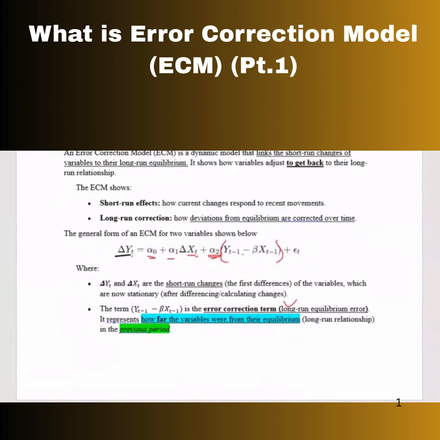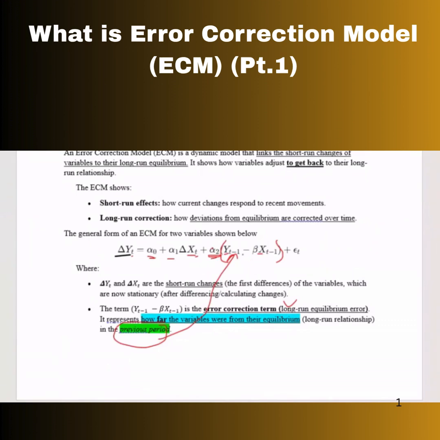So the term y t minus 1 minus beta x t minus 1 is the error correction term, or what you're calling the long-run equilibrium error. So it represents how far the variables were from each other, or how far the variables were from their equilibrium or long-run relationship in the previous period, because we are talking about t minus 1, the previous period. So in 2024, how different were y and x? So you take y minus x in the case of 2024.